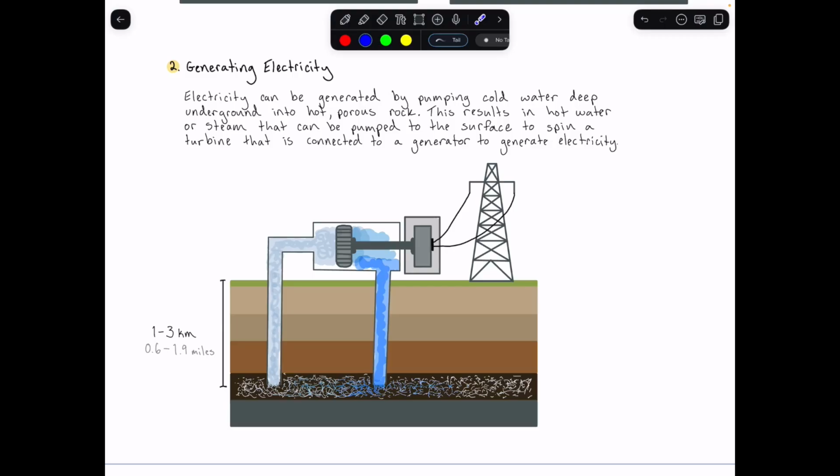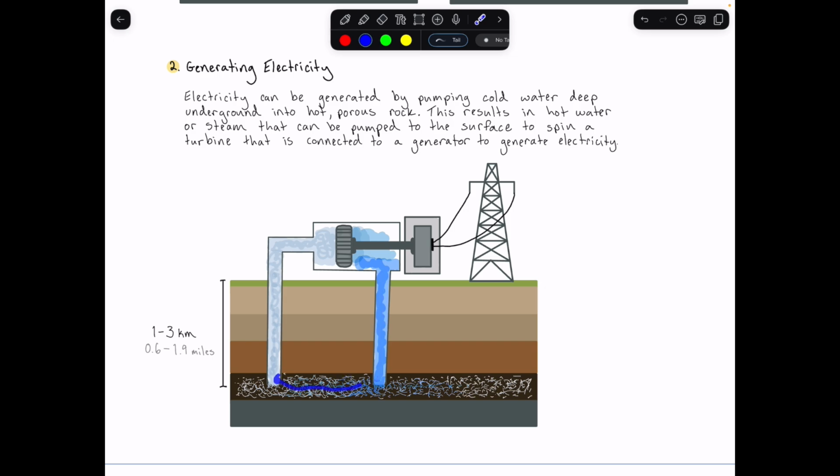And so in this system, a well is drilled down into a region that has hot rocks, and it's typically drilled at a depth of about 1 to 3 kilometers deep with current technology, but there's some advancements in drilling technology that's allowing us to drill even deeper. But for now, let's just say about 1 to 3 kilometers deep. And then what happens is that sometimes water can be found in these regions. If not, water can be artificially piped down.